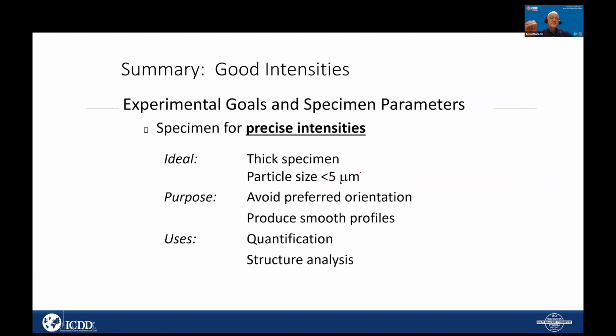If you want good intensities, you would have a thicker sample, but to have reproducible intensities, the particle size, you'd like to have it less than 5 micron. Now, here's a reality check. It is very, very difficult to get 5 micron particles. Highly likely you won't get there unless you do extensive grinding on your sample. Avoids preferred orientation. You get nice smooth profiles, good for quantitative analysis and structure analysis.